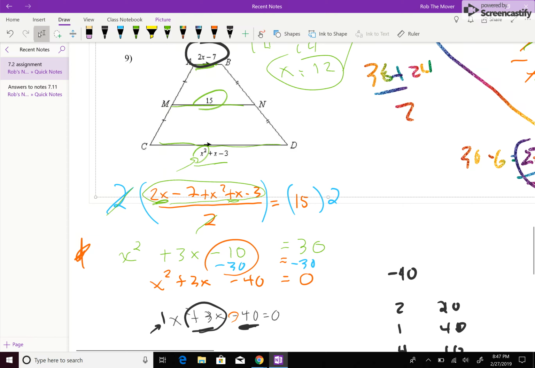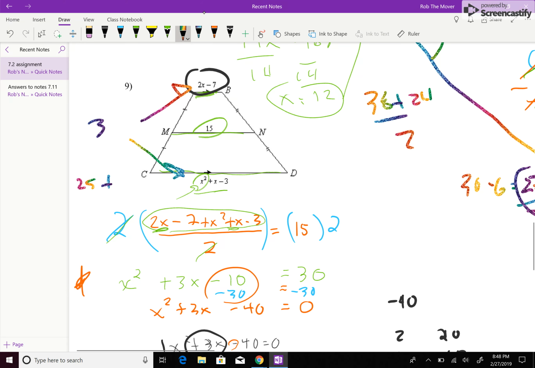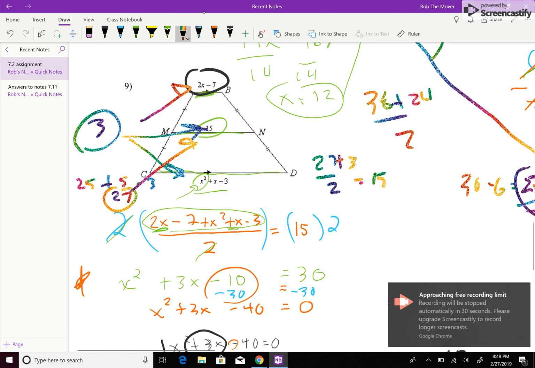Because we got a quadratic, we don't know if this really works. Plug 5 in. We're going to plug 5 in here for x. So what do we get? On the top, we get 10 minus 7 is 3. On the bottom, we get 5 squared is 25, plus 5 minus 3 is 30 minus 3, which is 27. So I got 27 and 3. Does that give me an average of 15? So 27 plus 3 over 2, does that give me 15? Yes, it does. 30 divided by 2 is 15.